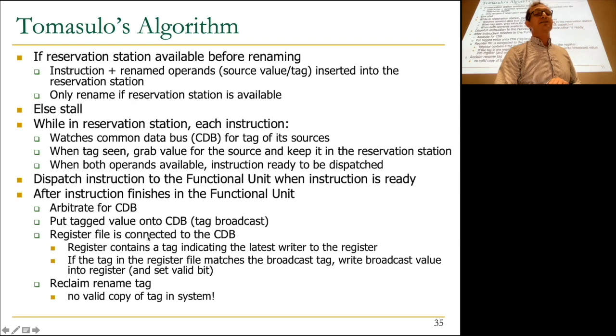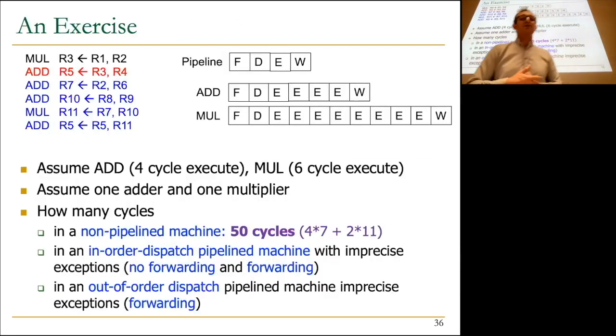The register file is connected to the common data bus as well as the reservation stations. And a register contains a tag indicating the latest writer to the register, as we have seen. If the tag in the register file matches the broadcast tag, we write the broadcast value into the register and set the value. And then eventually a rename tag needs to be removed so that some other instruction can get allocated to the reservation station. Okay, so this is a quick overview of the algorithm that we're going to look at.